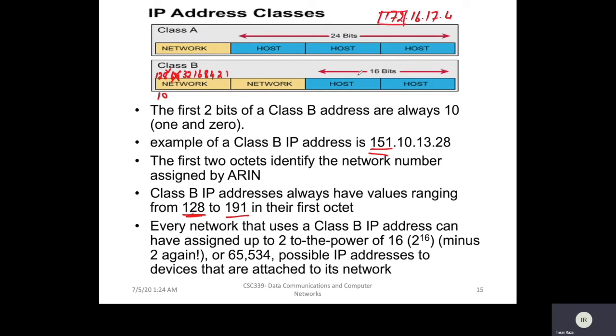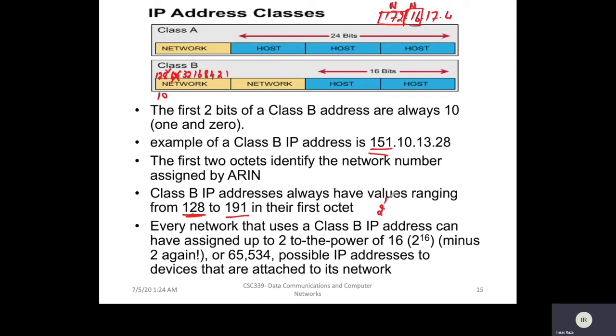Just looking at the leftmost octet, the first value, I can identify that it belongs to class A or class B. Since the first 2 octets represent the network part, how many bits are there for the host portion? Yes, the remaining 2 octets, so 16 bits. So how many host addresses can I assign in a network having a class B IP address? Yes, you're right.